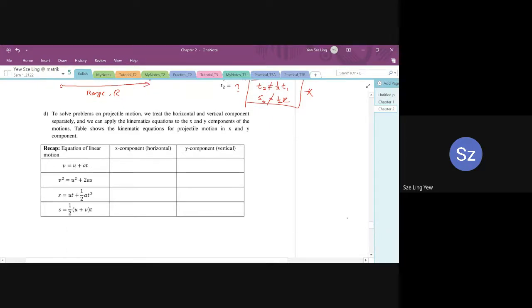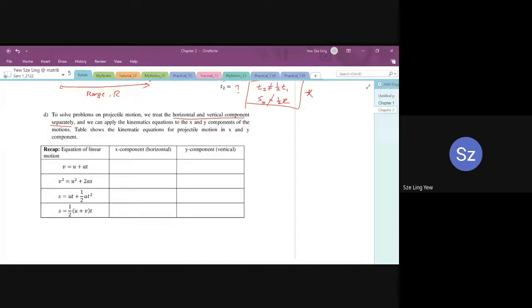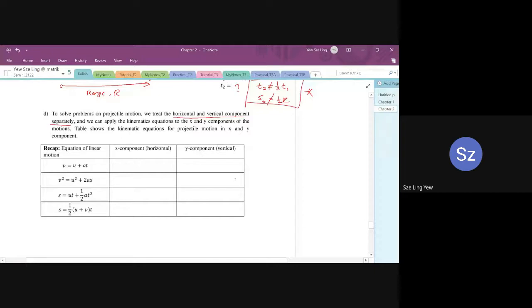Okay, now to solve the problems of projectile motions, we treat the horizontal and the vertical components separately. So this is very important. You treat them separately because you cannot solve vectors if they are lying on different components. So how are we going to solve the questions?